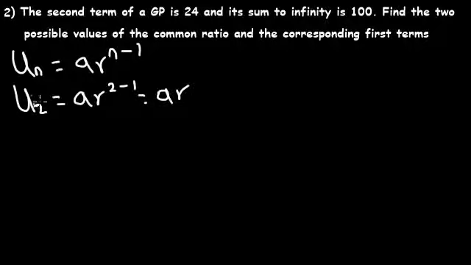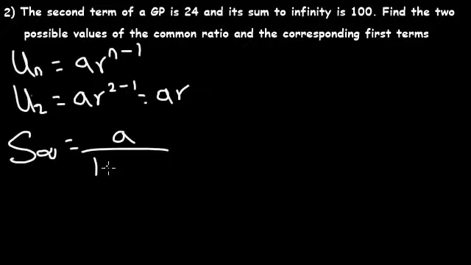So let's keep that aside. Let's say its sum to infinity is 100. That is S sub infinity, which is equal to a divided by 1 minus r. Let's say this S sub infinity is equal to 100. And we have to find the possible values of the common ratio and the corresponding first terms.